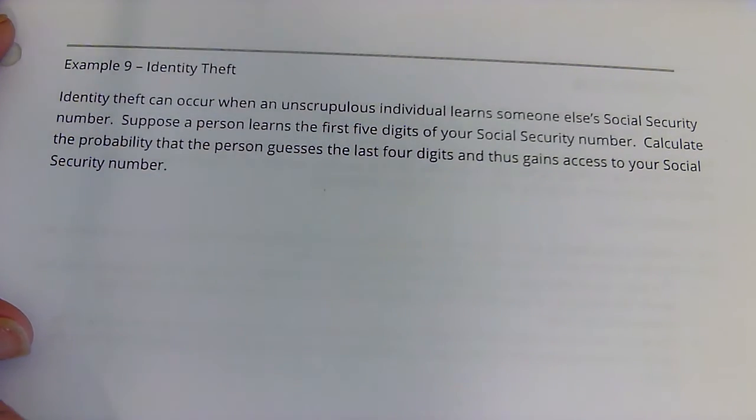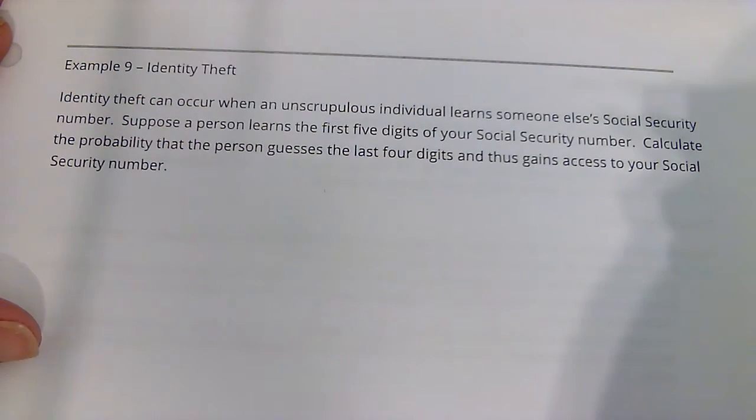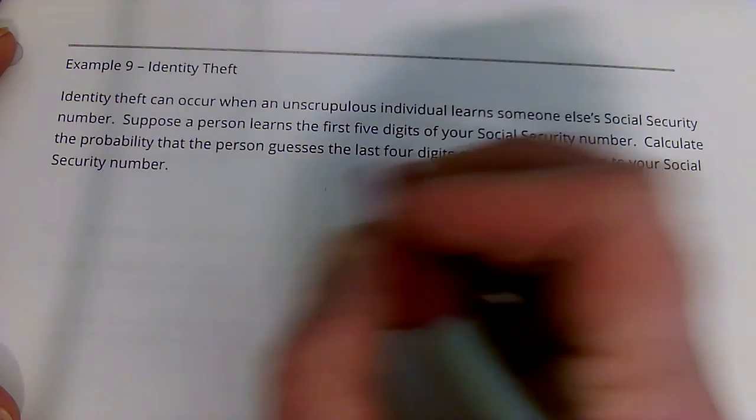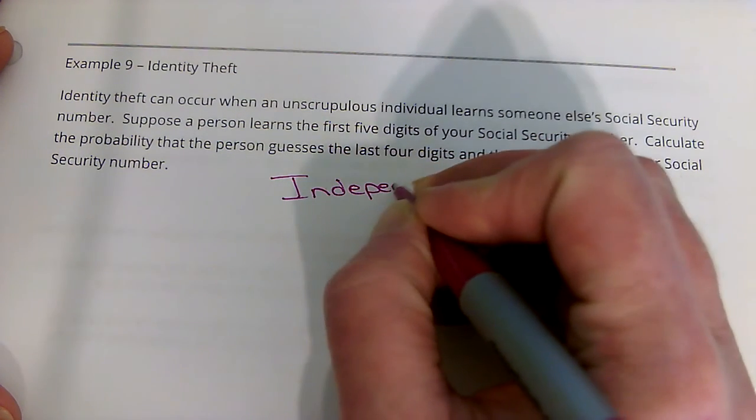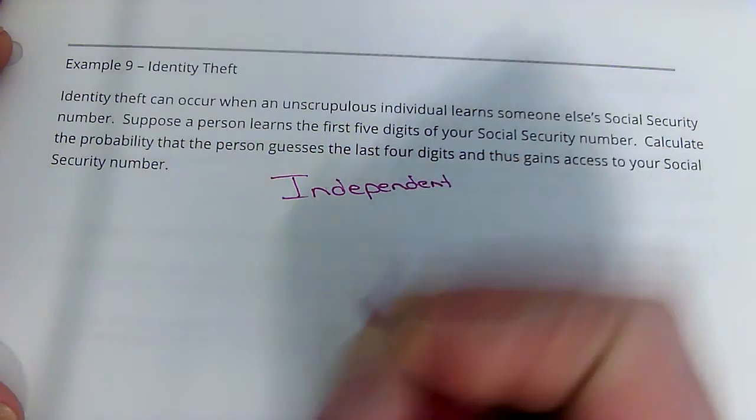Identity theft. Suppose a person learns the first 5 digits of your Social Security number. Calculate the probability that the person guesses the last 4 digits. So do the last 4 digits have anything to do with the first 5 digits? No, they don't. They have nothing to do with it. They're totally independent. So it doesn't affect it at all.